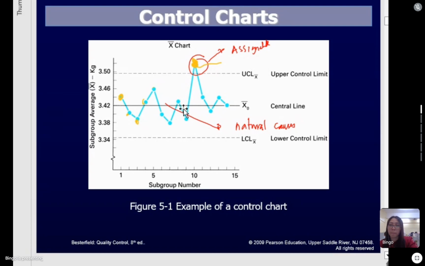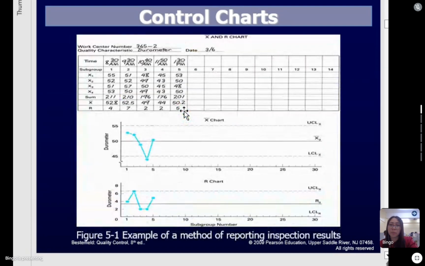Okay. This one is an example. See, for example, you have there the reading nung 8:30, 9:30, 10:40, 11:50, 1:30 p.m. So, you're just going to plot it in your control chart. Pero yan naman po ay pagka nasa mga industry na kayo, automatic na naman yan. Meron ng madedetect na reading. You will not do that manually. Okay?